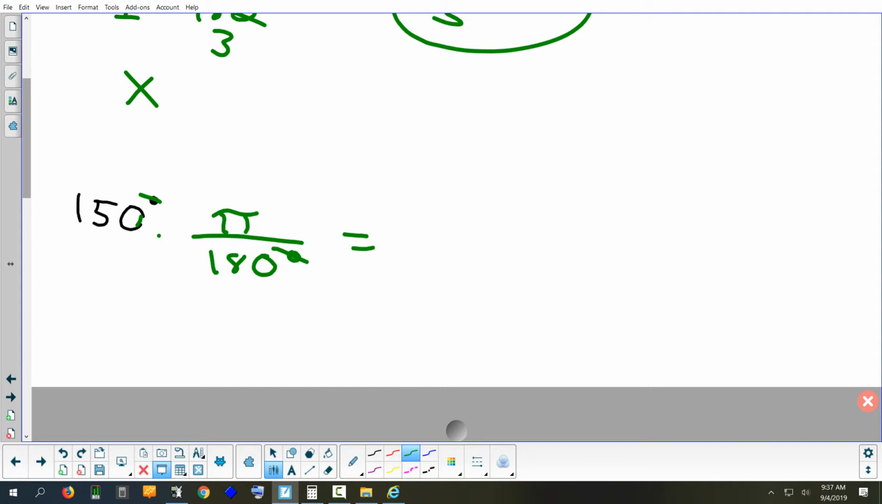Now, it's up to you. You can reduce now or reduce later. I like to reduce first. Right? So 150 and 180. You want to think of a number that goes into both 150 and 180? 3? Yep. You can go even bigger. Yep. 30. Yeah, 5 would work. 30, I think, is the biggest.